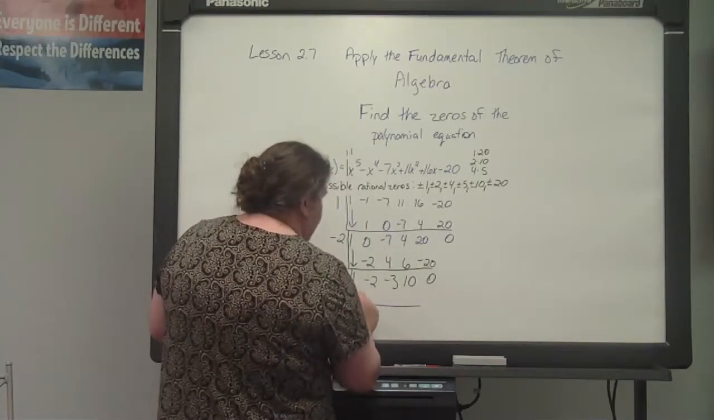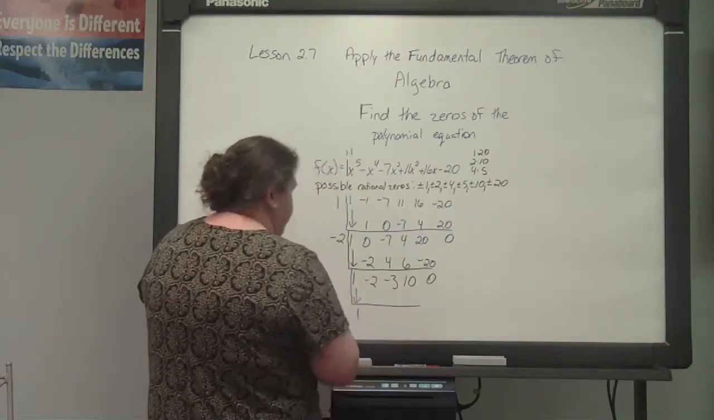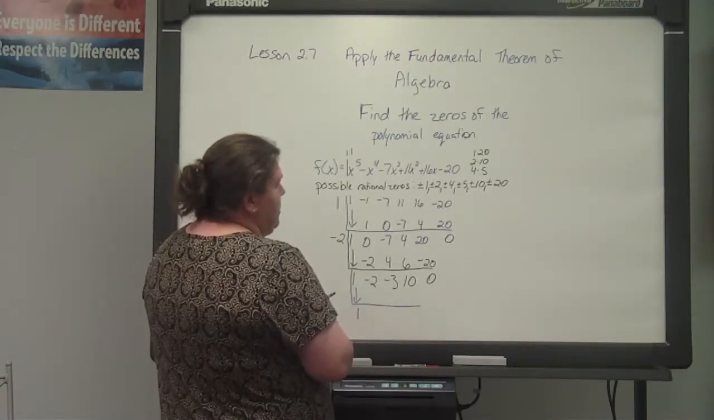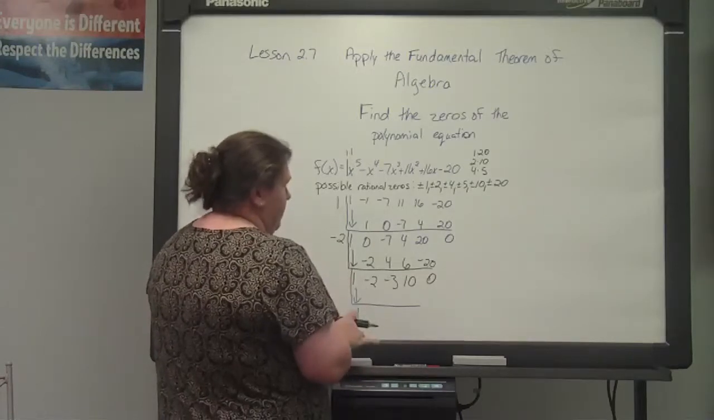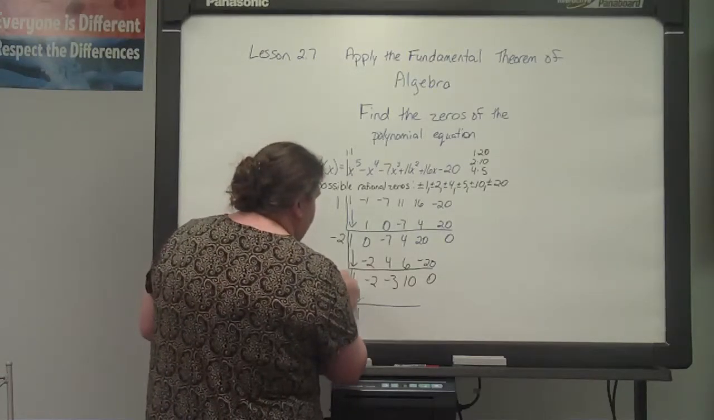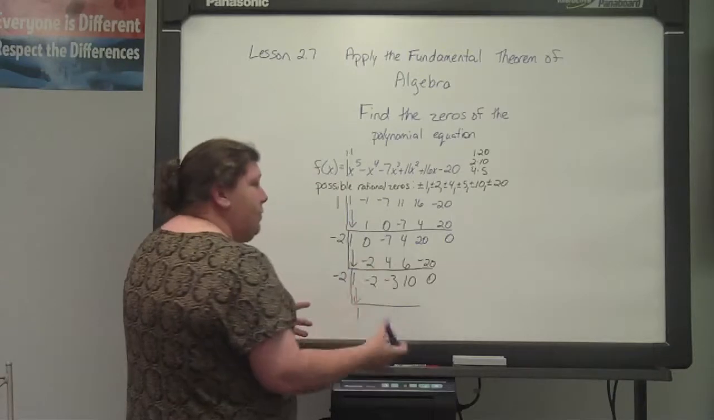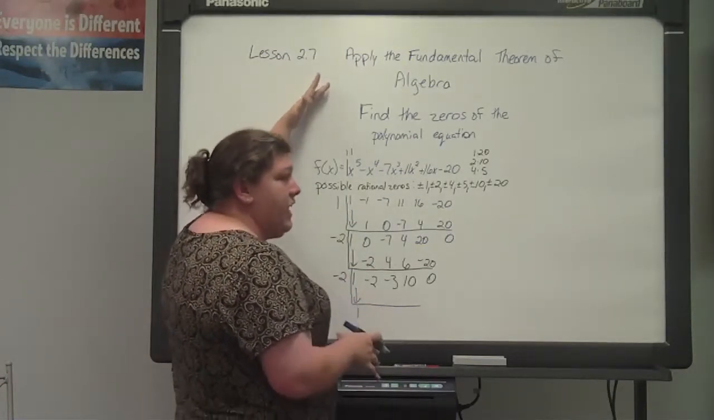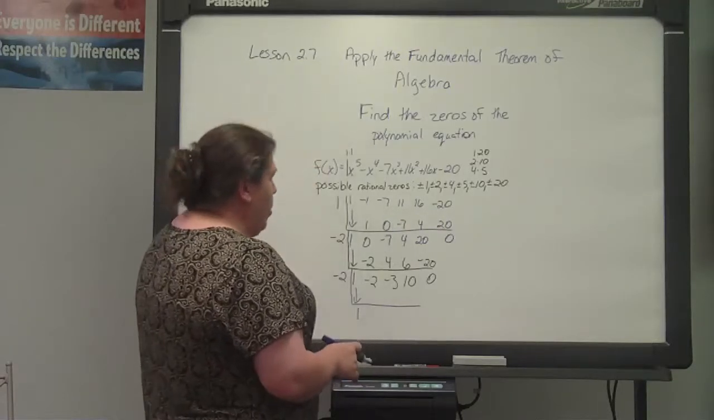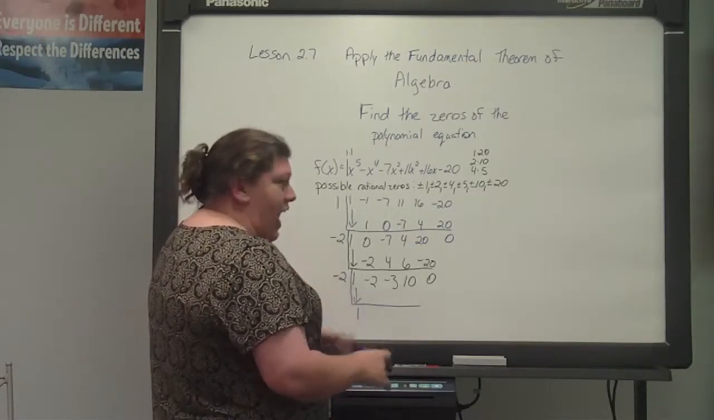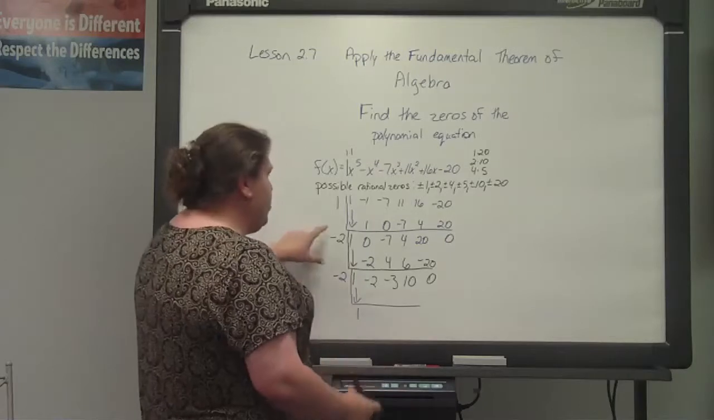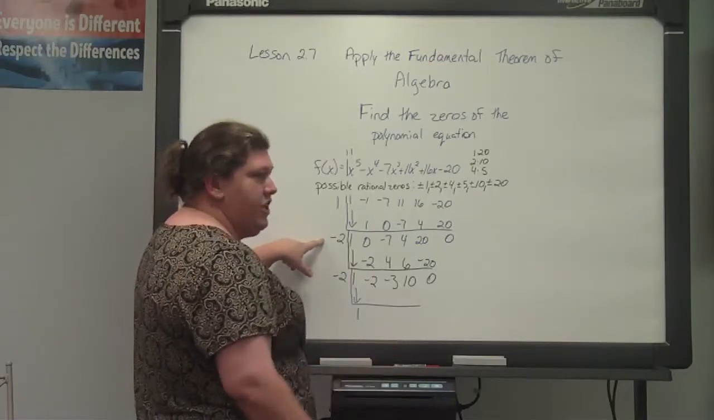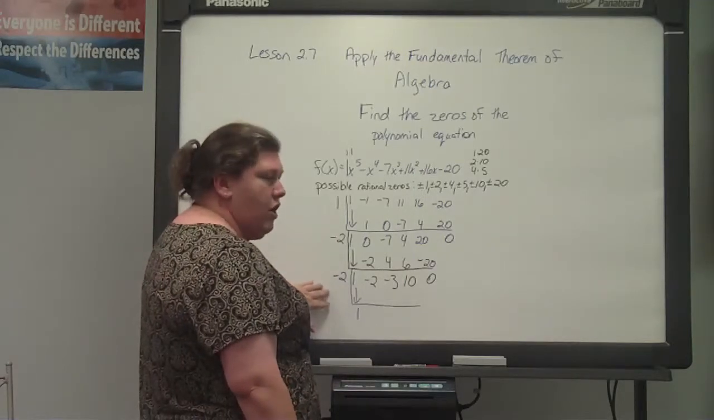And again, we bring down our first number, which is our 1. This time, I think I'm going to use a negative 2 again. Alright, so I'm going to go ahead and put a negative 2. Now keep in mind that the fundamental theorem of algebra said that you can have a solution that repeats. And so just because I used -2 once doesn't mean that it can't be used again. That's why I want to see if it'll work.